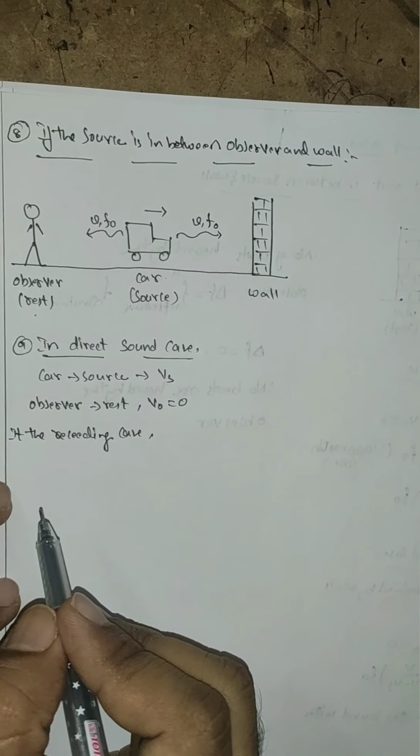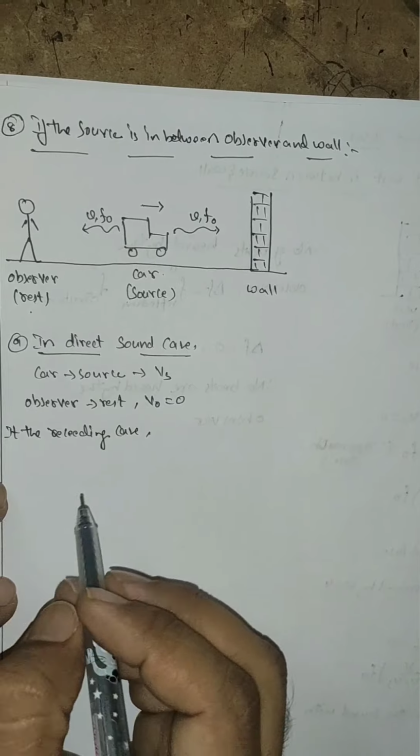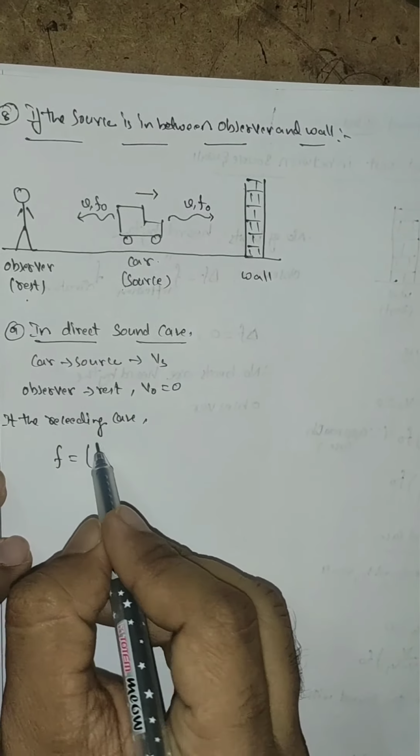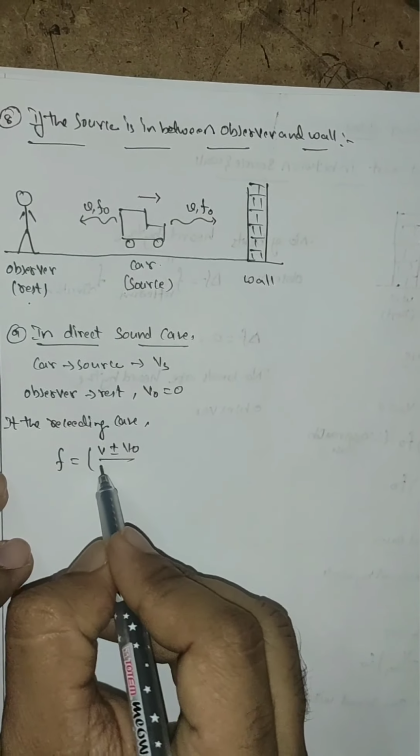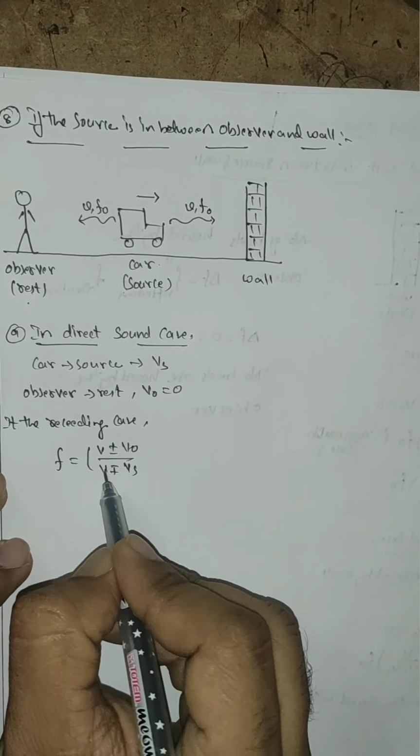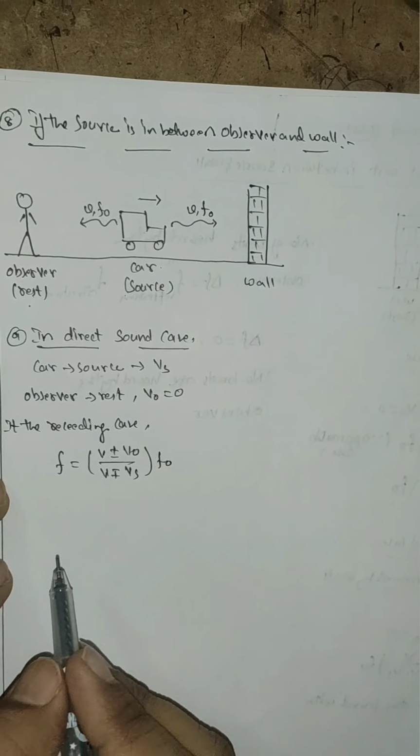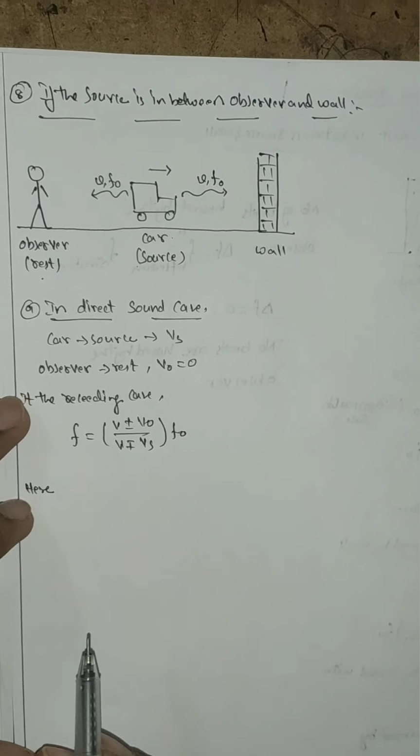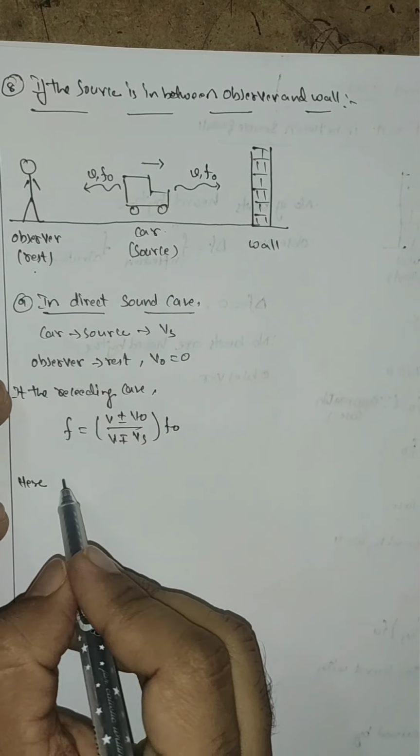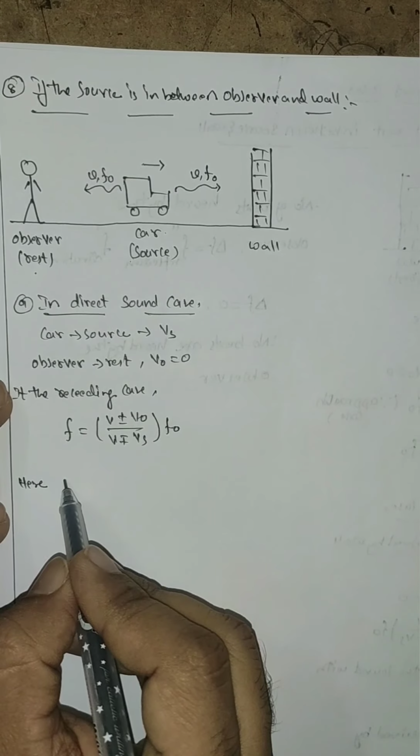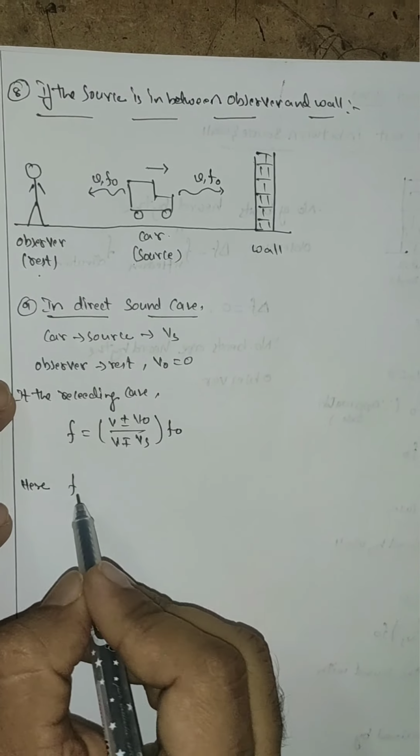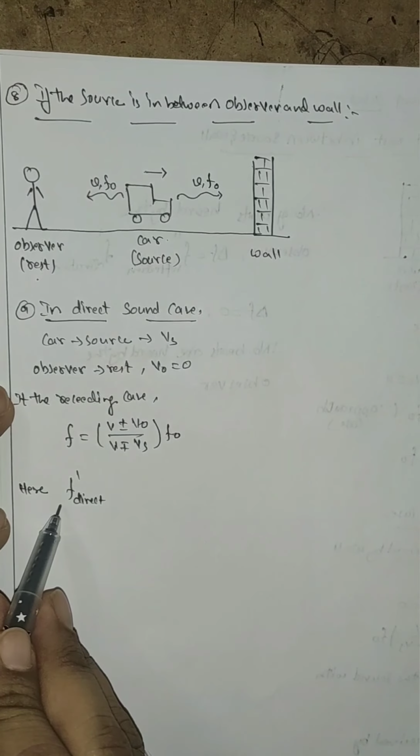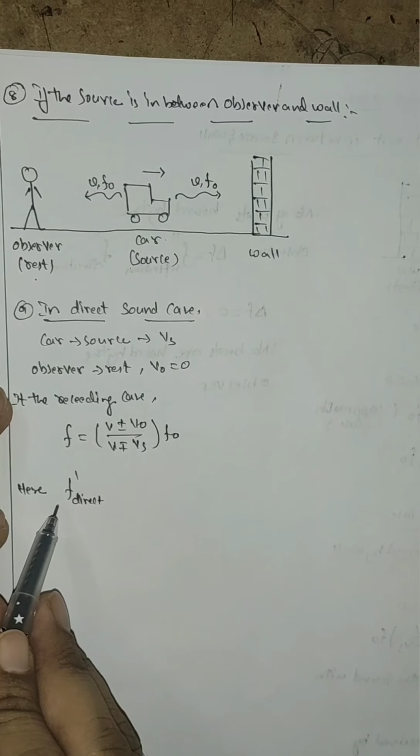So in the receding case, as we know, we have to take the lower sign. What is the general formula? The apparent frequency received by the observer is equal to (V plus or minus V0) by (V minus or plus Vs) into f0. This is the general formula. So here the apparent frequency received by the observer directly, I am writing as f direct prime.